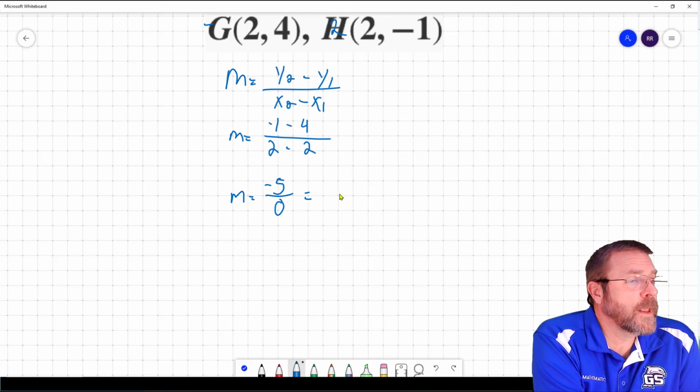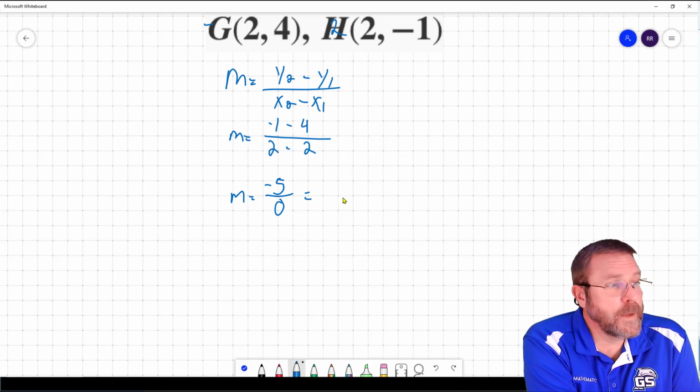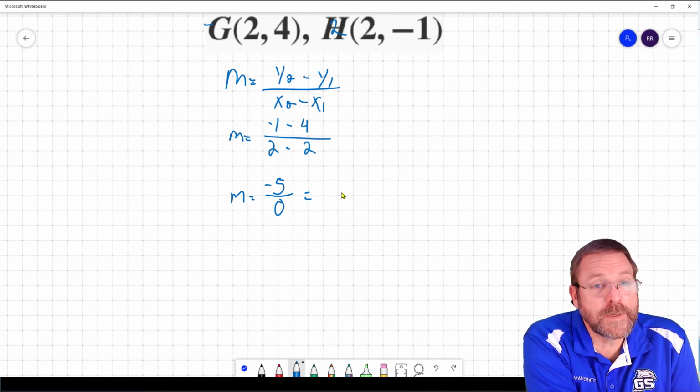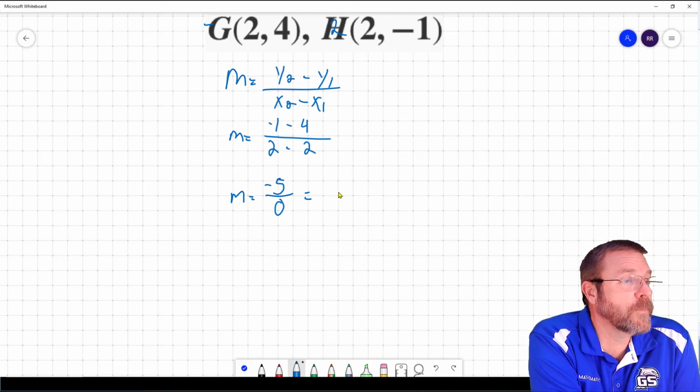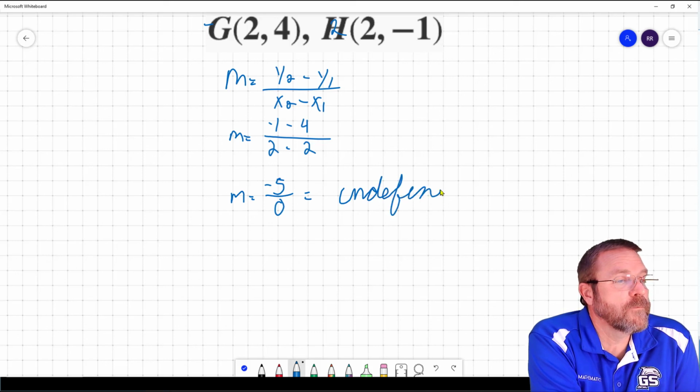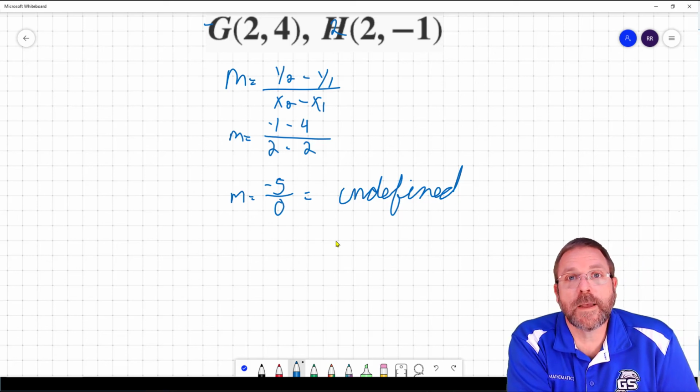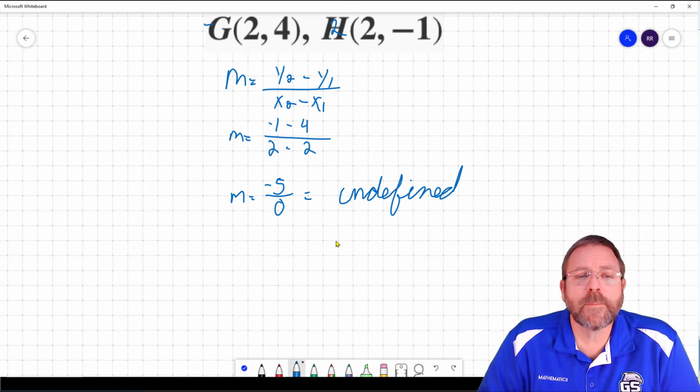Since we cannot have 0 as a denominator, or negative 5 parts of nothing, we can take from there and write our answer is undefined. And yes, I did write that in cursive, which means most of y'all have no idea how to read it. My handwriting is kind of bad though.